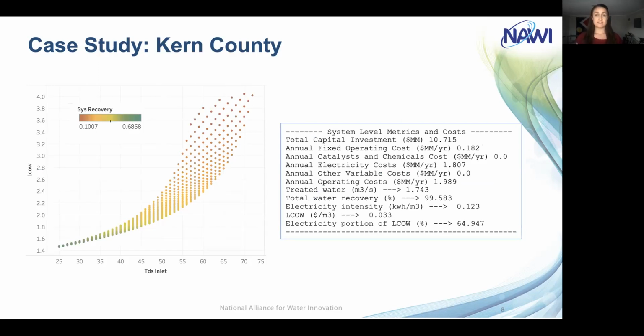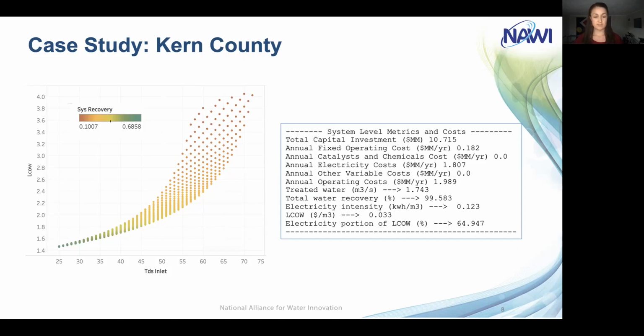So each case has a simplified summary of results seen here in the box, but there's a lot more results possible. This is just like a high level, kind of like those basic outputs that I showed before. And then all of these are also given for each unit process. So this is system level, but then there's per unit process as well. And the graph on the left shows an example of sensitivity analysis you could do of the data.